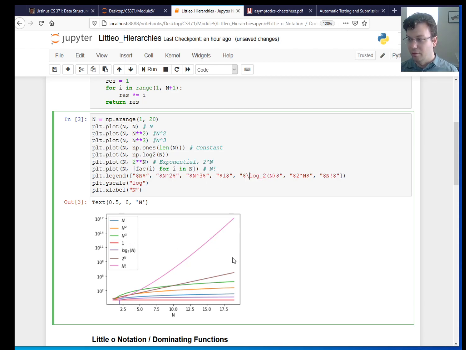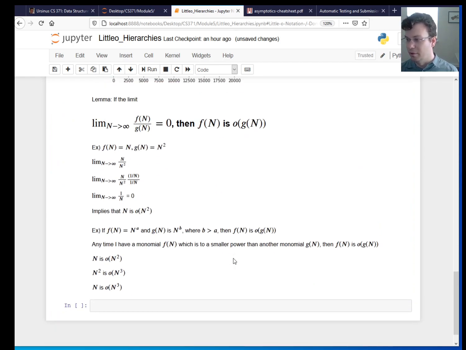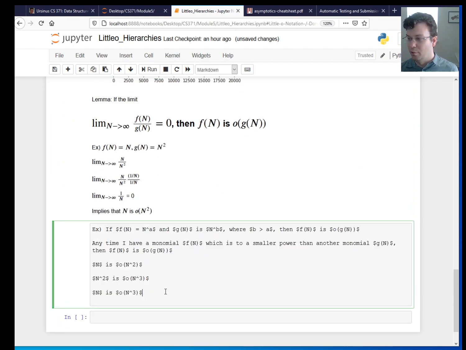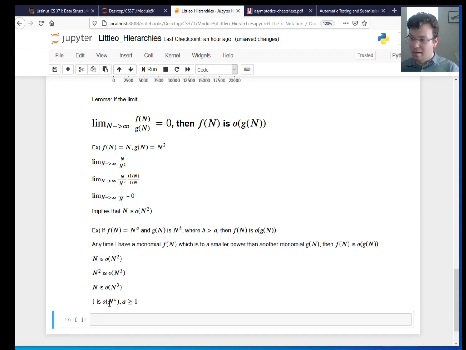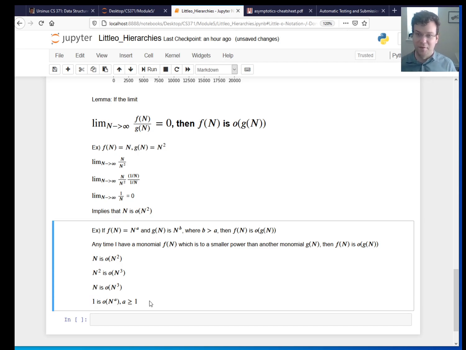And actually, the constant works that way too. It works within this framework. This also implies that 1 is little o of n to the a, when a is greater than or equal to 1. So any n raised to any power greater than or equal to 1 is going to dominate a constant. We love constants. They're like the best thing we can hope for in algorithms. Any n to any power is going to dominate that.